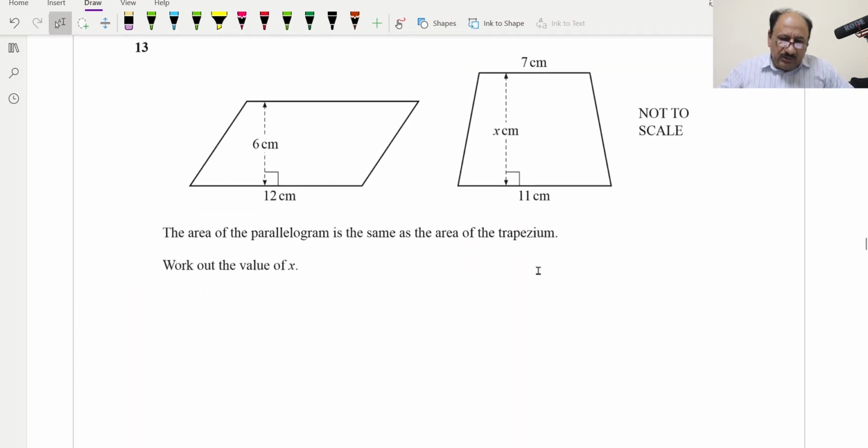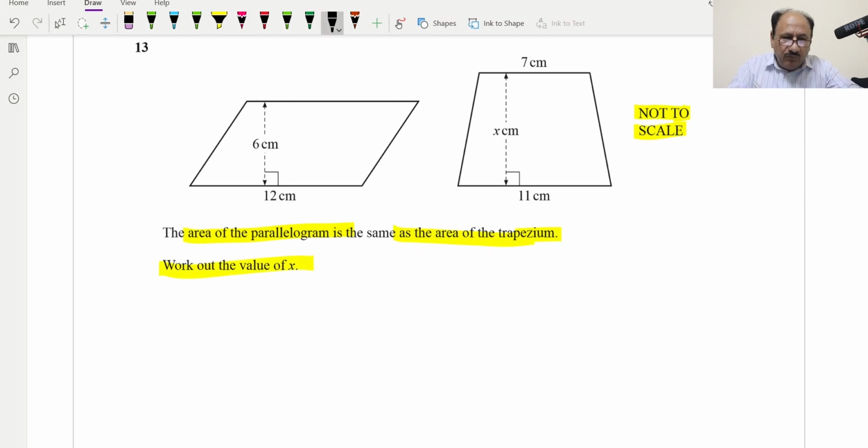Question number 13, it's interesting question, and the drawings are not to scale, it's mentioned, and the area of the parallelogram. This is the condition of the question. You'll have to understand the area of the parallelogram is the same as the area of the trapezium, and work out the value of x.